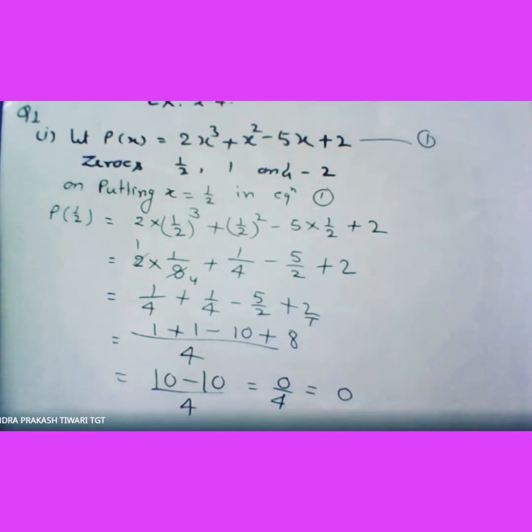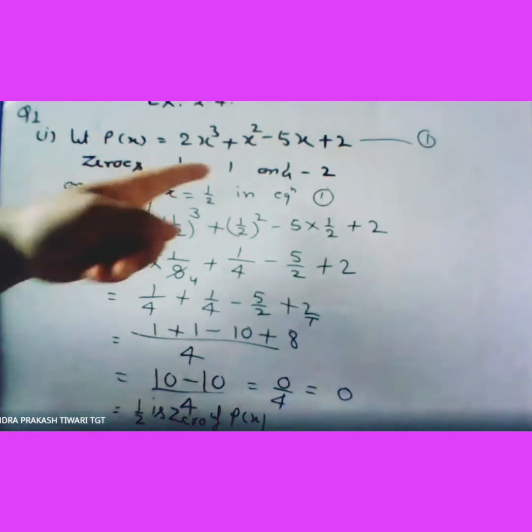Okay, so we will write that here finally, that is 1 by 2 is a 0 of p(x). p(x) means the given polynomial. तो p(x) का 1 by 2 0 है. इसके बाद अब हम नेक्स्ट जो 0 है उसको भी वेरीफाई करें.